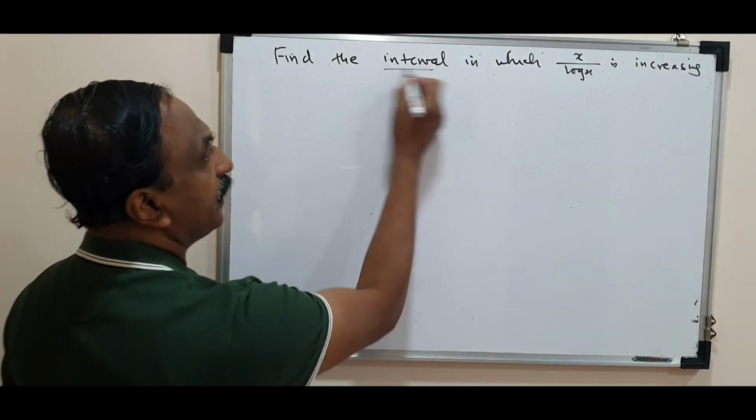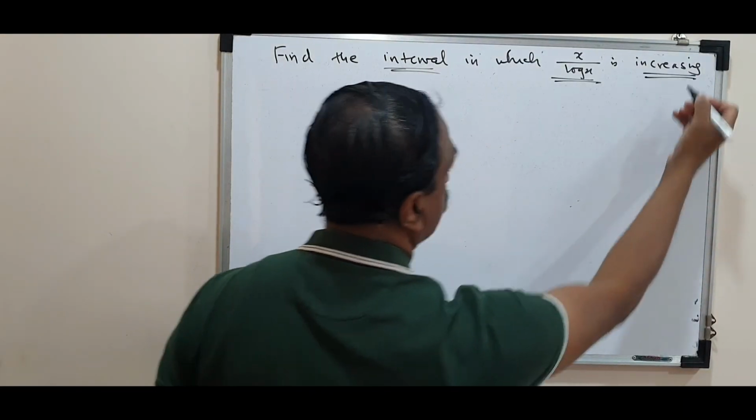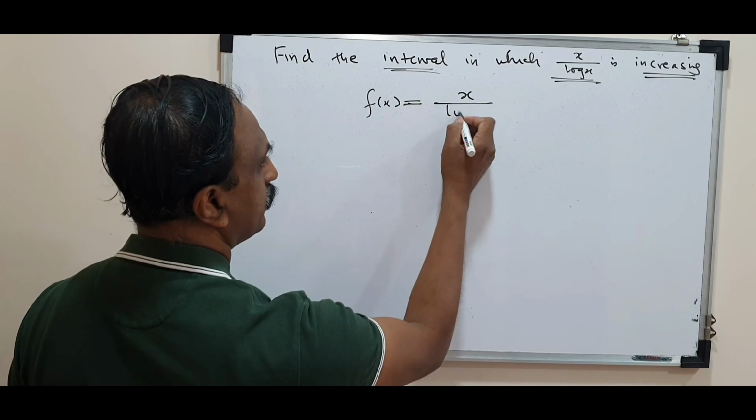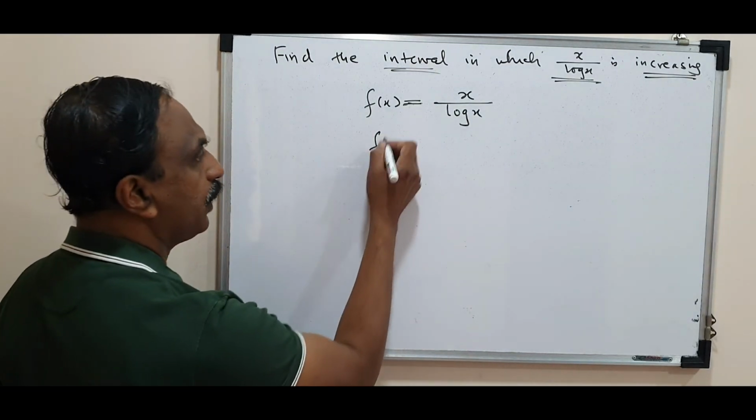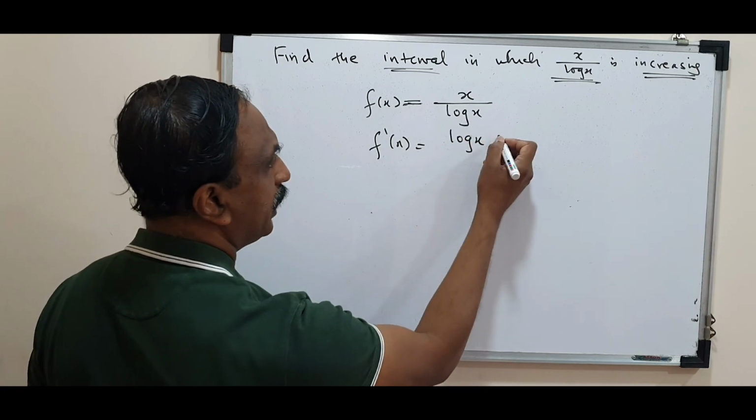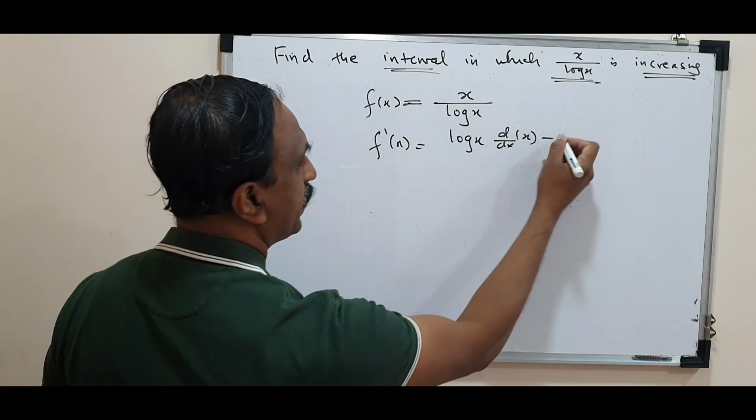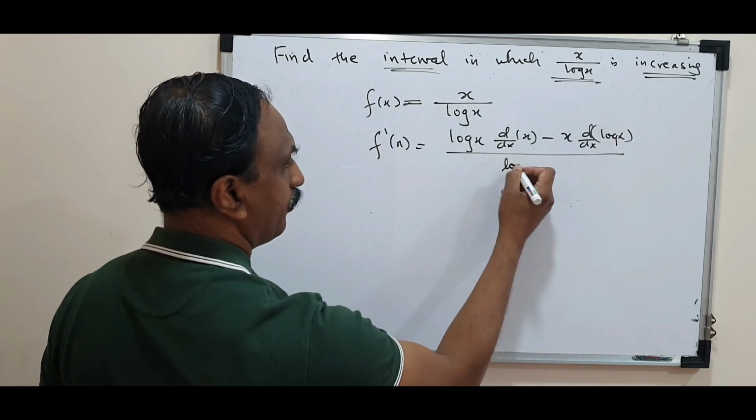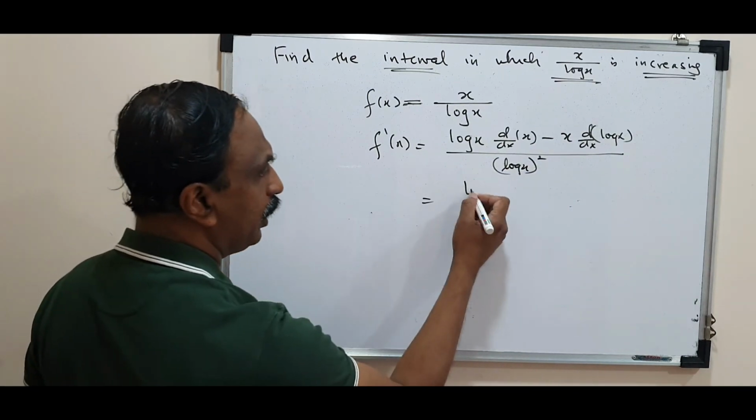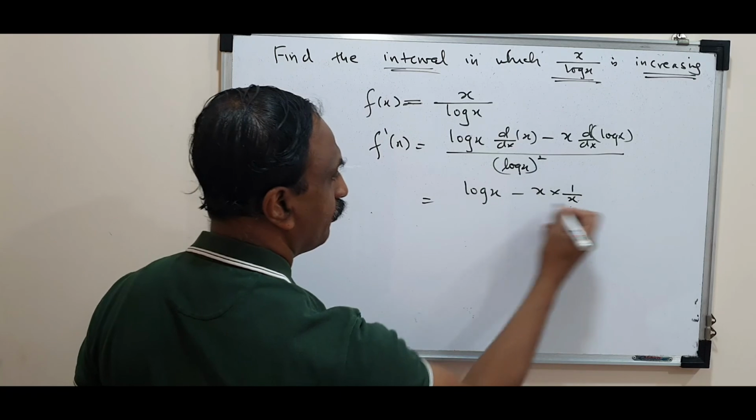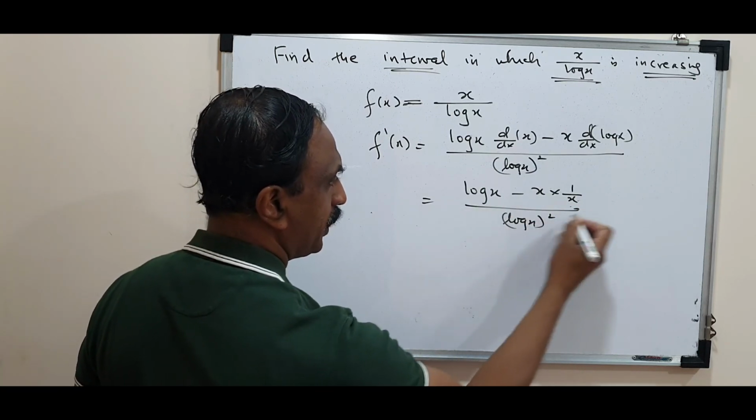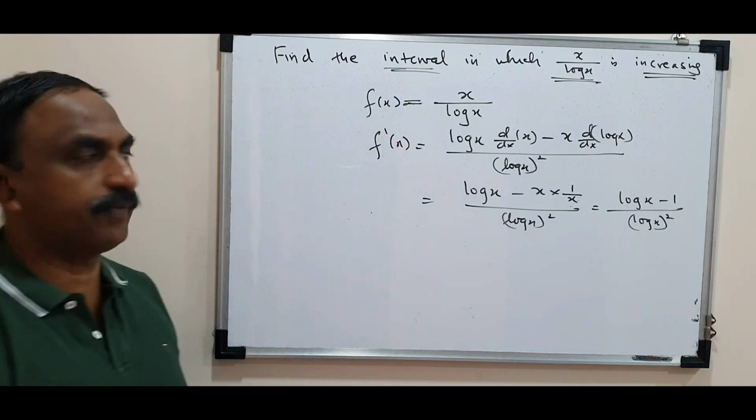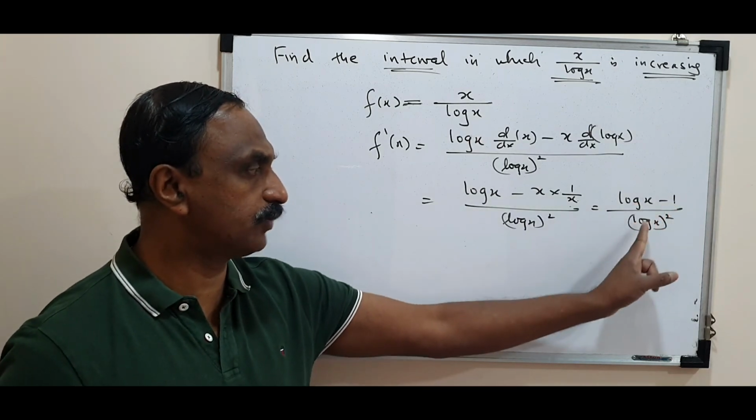You need to find the interval in which x upon log x is increasing. So f of x is equal to x upon log x. So f dash of x will be denominator into derivative of the numerator minus numerator into derivative of denominator, upon square of the denominator. So that becomes log x minus x into 1 by x, upon log x the whole square. So I can write log x minus 1 upon log x the whole square. So that will be the derivative.